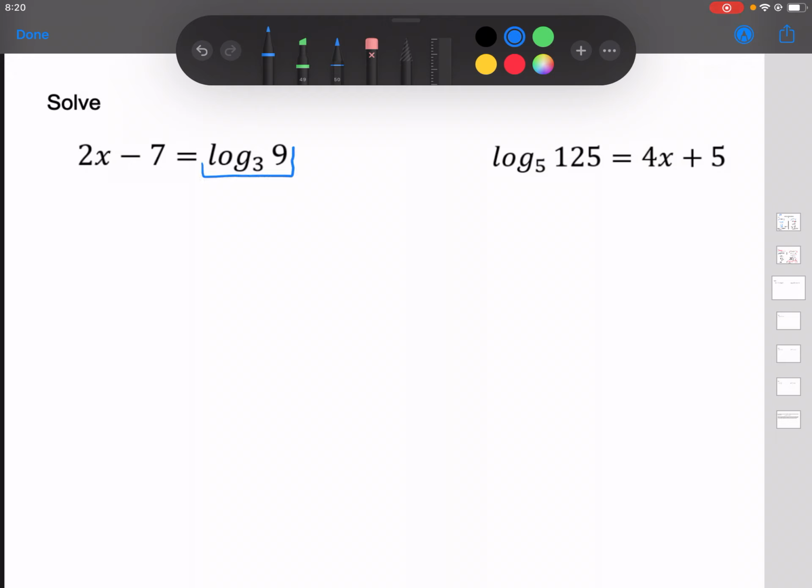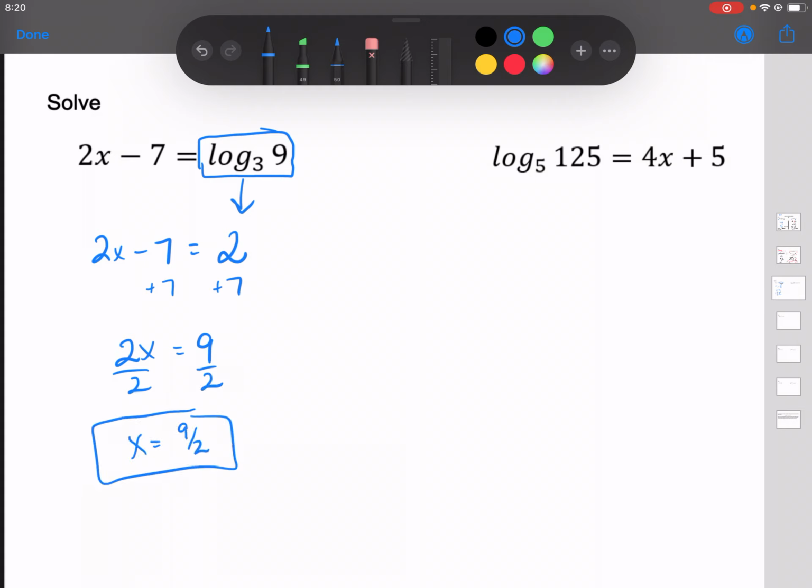is to just recognize that log base 3 of 9 has no variables in it. I know what that evaluates to, because 3 to the second power gives me 9. So this whole thing just equals 2. From there, I can just add 7 to both sides, divide by 2, so you get 9 halves.